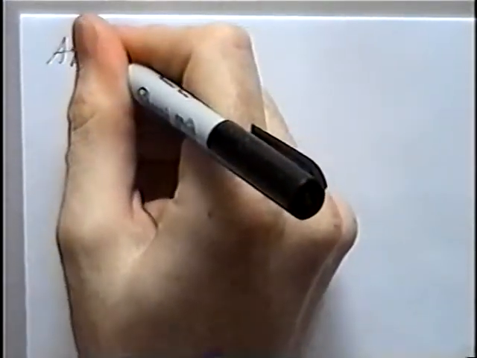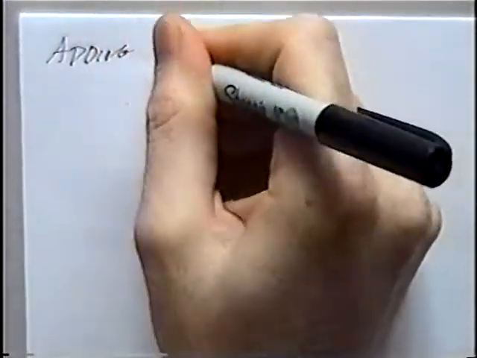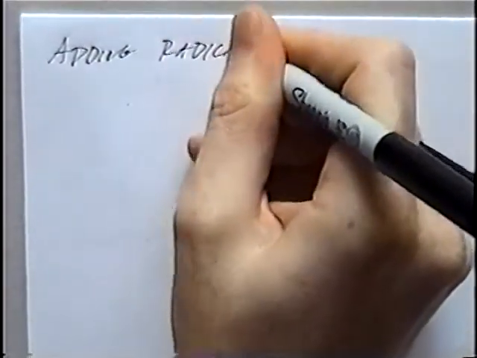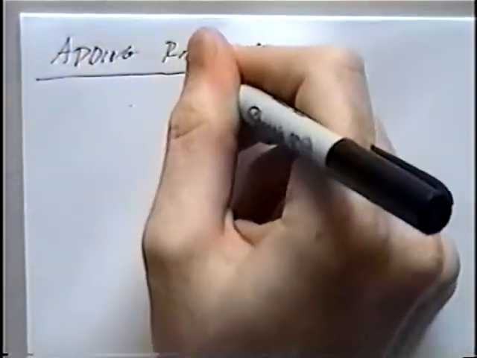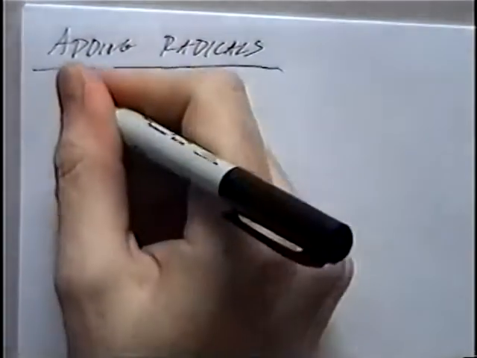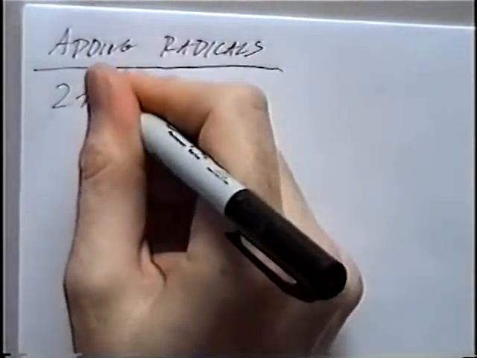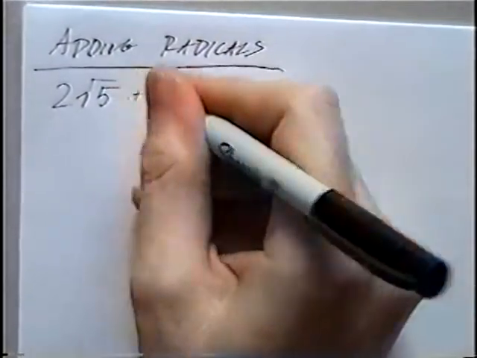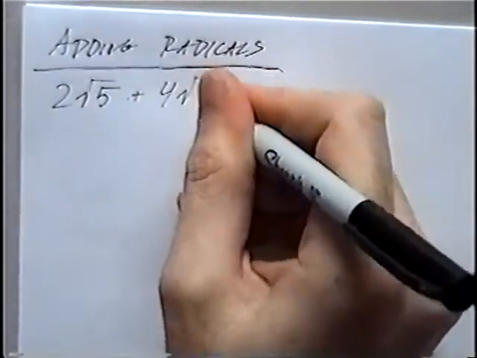Title of the first section of notes today is Adding Radicals. First problem is 2 radical 5 plus 4 radical 5.